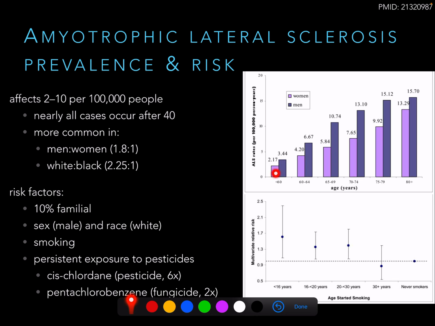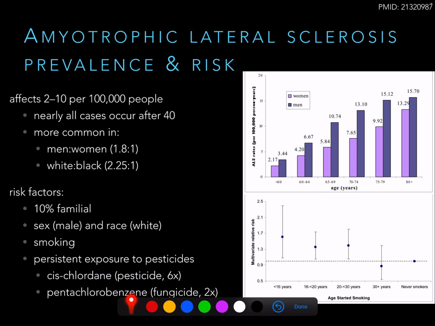Now, as we increase age, notice what happens to the rate of ALS. It increases. And the men bars are higher than the women bars. Smoking seems to be a risk factor. So we've got our never smokers here. We'll call their risk 1. If you smoked really late in life, cool, that doesn't increase your risk. And the earlier you started, to some degree, the greater the risk. I don't know what's going on there. I do know that most cases are sporadic, meaning only 10% have a family history.